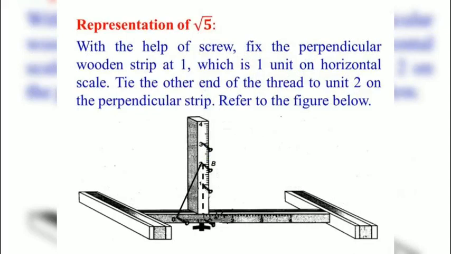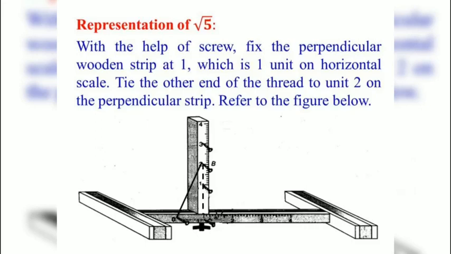Then representation of root 5. With the help of the screw, fix the perpendicular wooden strip at 1, which is 1 unit on the horizontal scale. Tie the other end of the thread to unit 2 on the perpendicular strip. Refer to this figure. Here the horizontal distance is 1 unit and the vertical distance is 2 units.